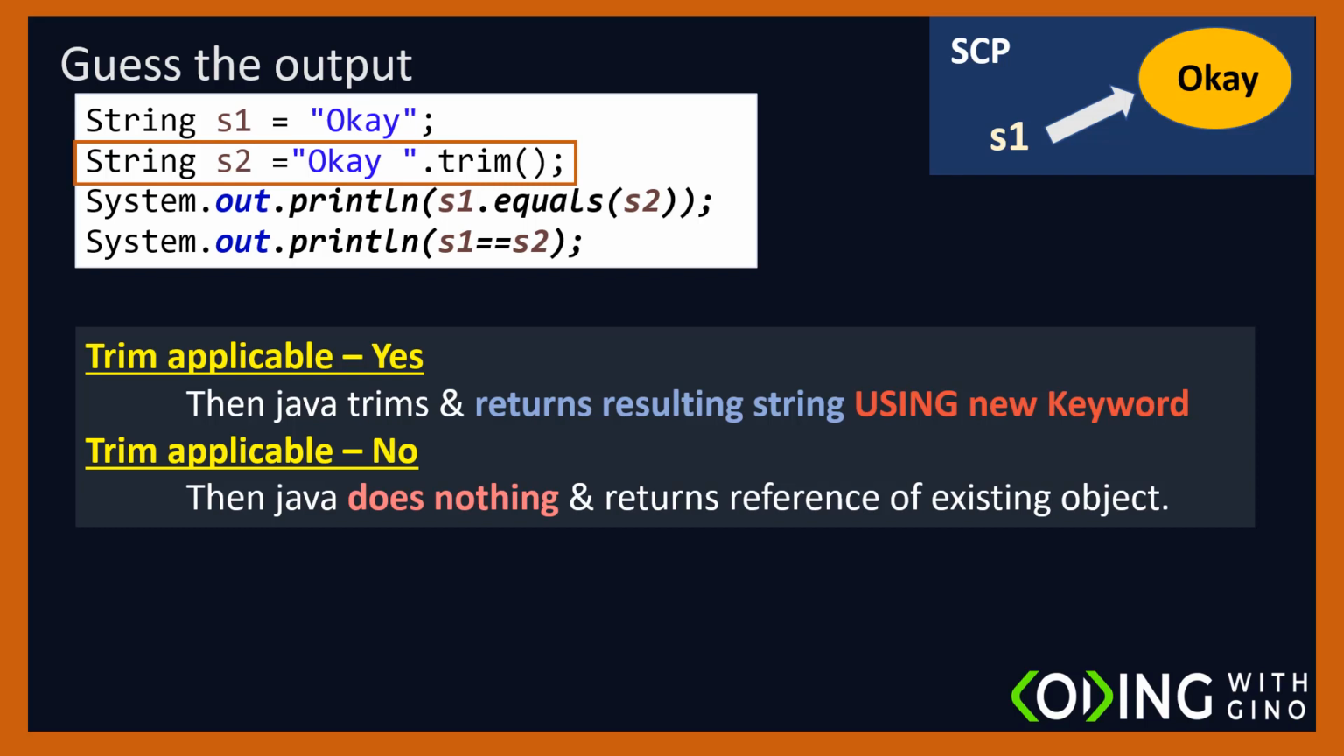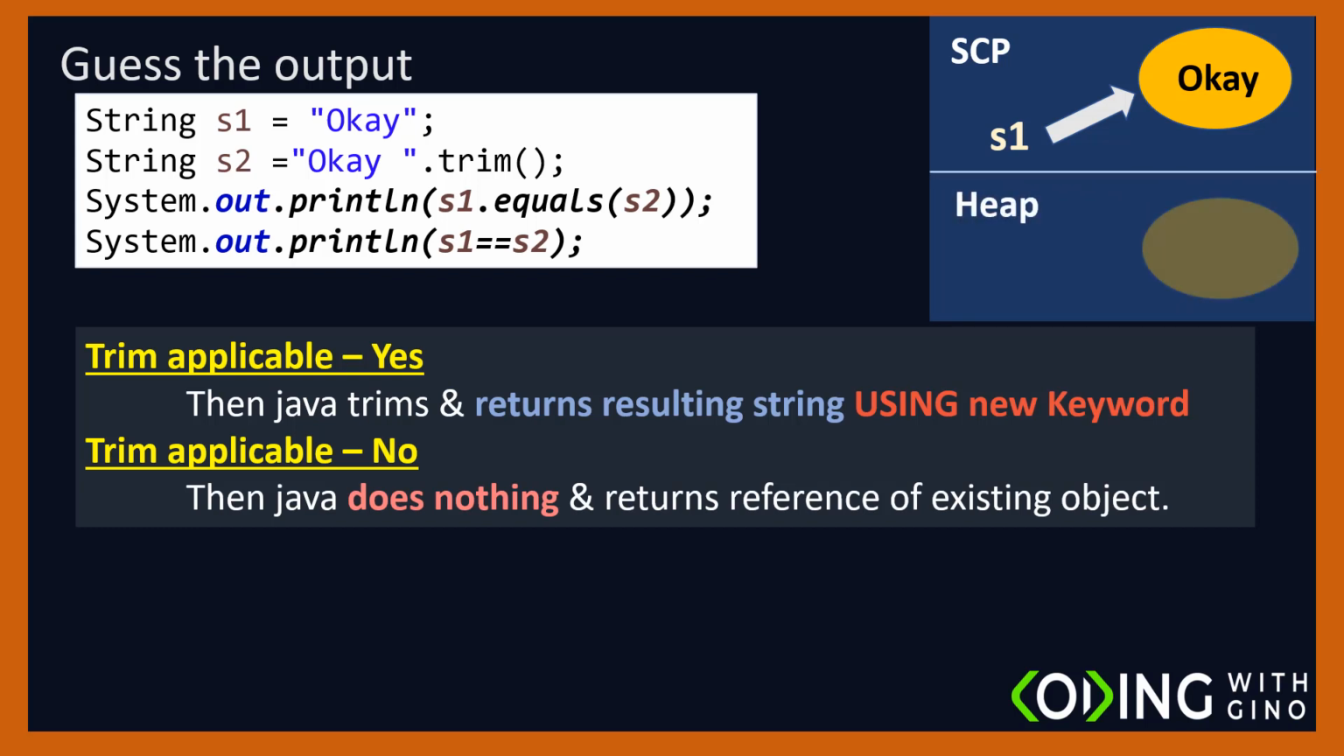Here for S2, there is one blank space after "OK", and then trim is called. So, trim is applicable. Java trims the string's blank space and returns the resulting string object using the new keyword. So, it will get created on heap. As this result is stored in S2, S2 will now point to it. Okay?